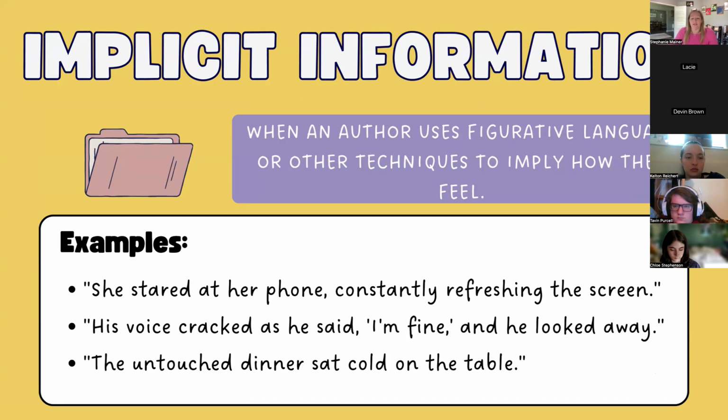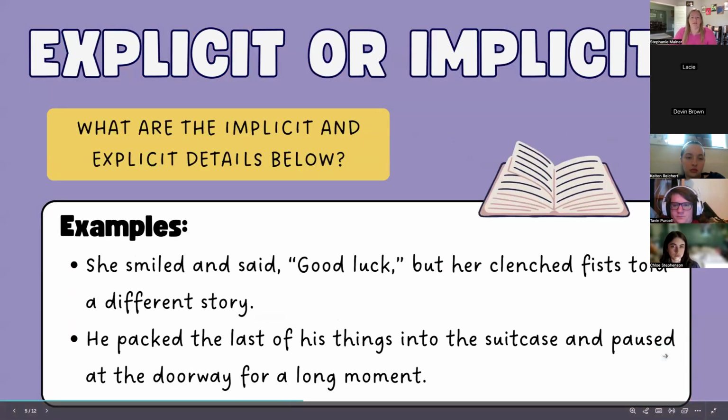The untouched dinner sat cold on the table. So yeah, there's some explicit information there, right? Maybe we've got this big plate of spaghetti sitting there. However, it's untouched, it's cold, someone's not eating. Why are they not eating? Is something going on? Are they upset? Right? So those are the implicit details.